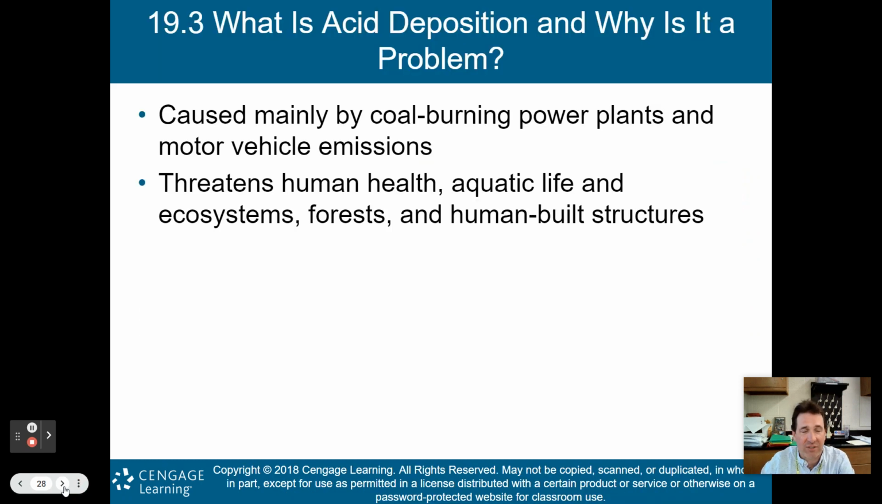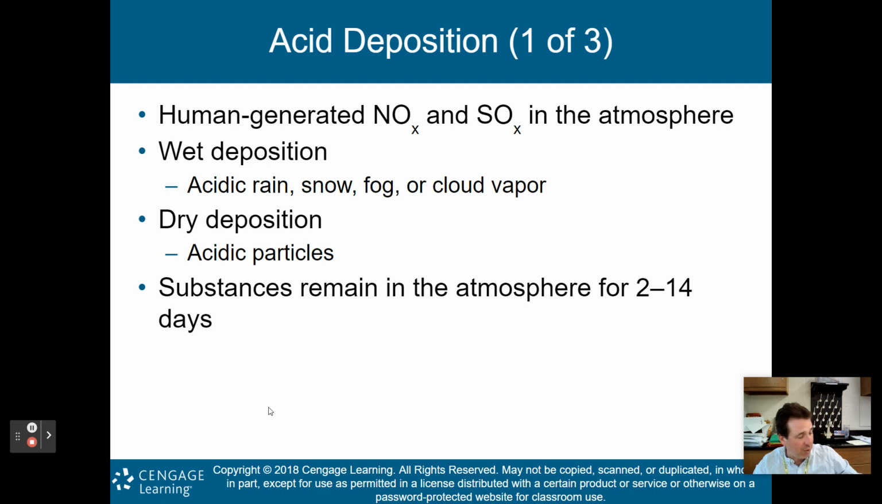Again, big issues in cities like Los Angeles and Shanghai. All right, acid deposition. This is acid rain. Why is it a problem? Well, it's caused mainly by coal-burning power plants and motor vehicle emissions. Threatens human health, aquatic life, and ecosystems, forests, and also human-built structures like that statue I showed you from Rome.